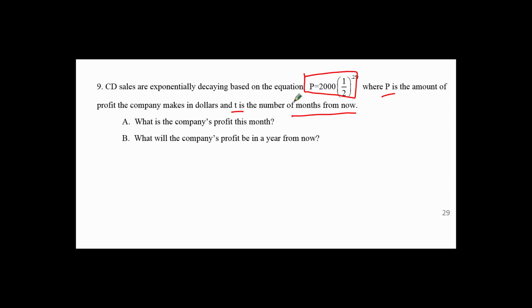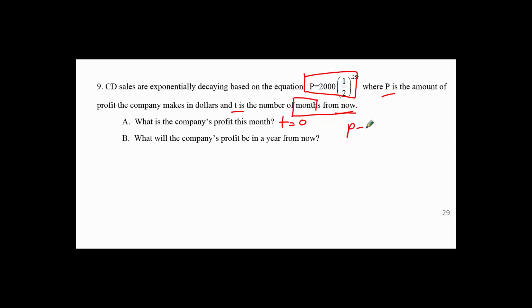Okay, so T is months from now. What's the company's profit this month? The question is, how many months from now is this month? What I would say is T equals 0, and you might be able to argue for 1, but months from now is this month? I don't think it's any months. So what do we get?